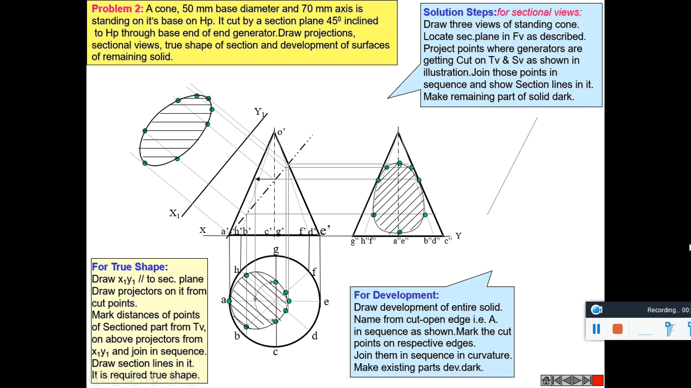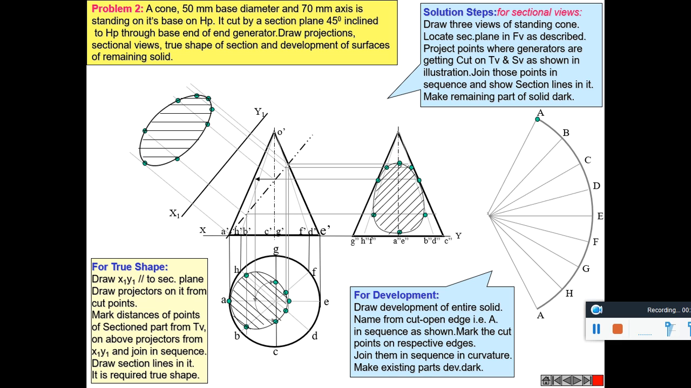To draw the development, take the slanted height, that is O dash E dash as radius, and draw an arc. And this is the angle theta. Theta is equal to R by L into 360 degree. R is the radius of the base circle. L is the slanted height or slanted length. So theta can be calculated.